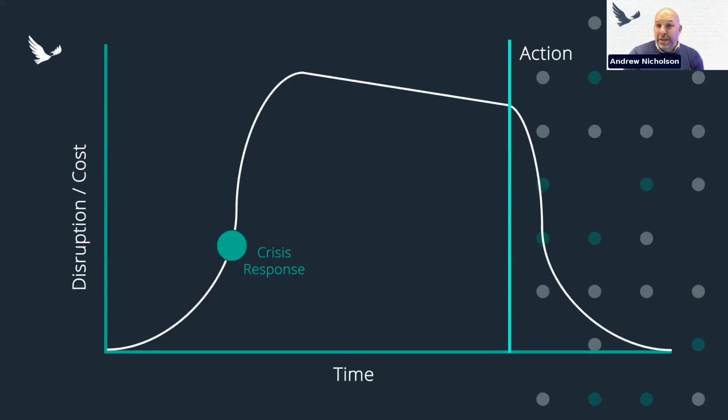Even if we've implemented a well-established crisis response plan, it takes time for that action and that process to kick in and to have the impact on the disruption, the cost, that it needs to. And therefore, as an organization, we will suffer the impact of that disruption, the cost, for that period of time until the crisis response plan really kicks in and starts having an effect on the disruption effect of that event.